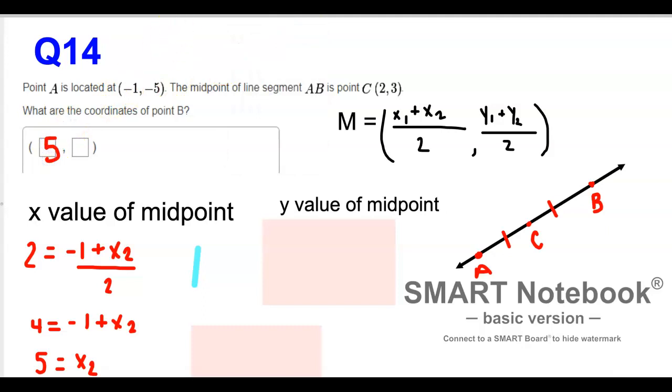Now if we want to find the y value of the midpoint, we're going to do a similar process. We know that the y-coordinate of the midpoint is 3. So we're going to say 3 is equal to (-5 + y2) / 2, because -5 is the y value of point A. Now you're going to solve this using the exact same process we did over here to get x2. So you're going to do this same process to get y2 and then type your answer in right now.